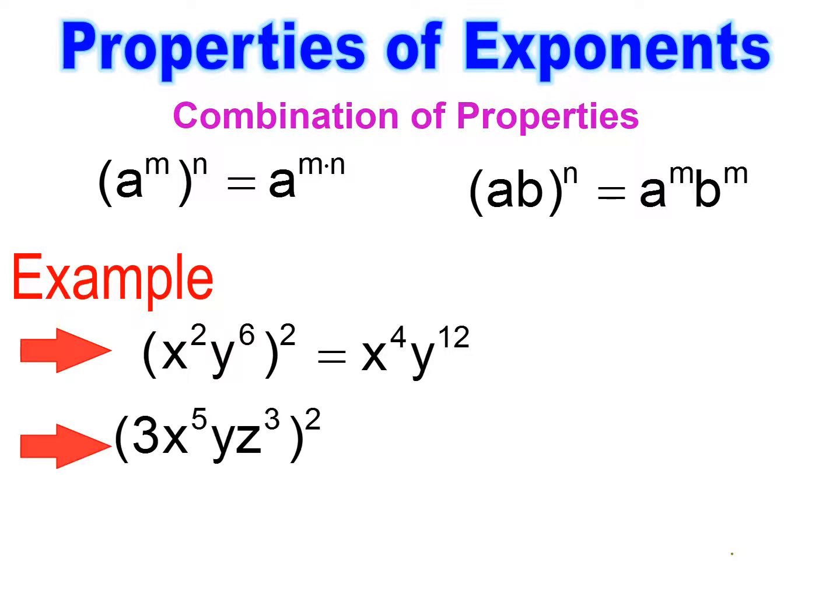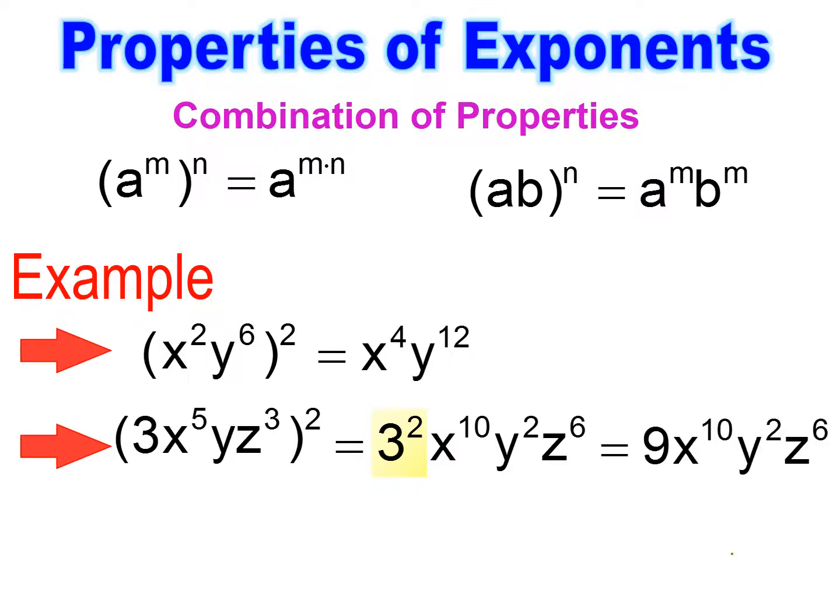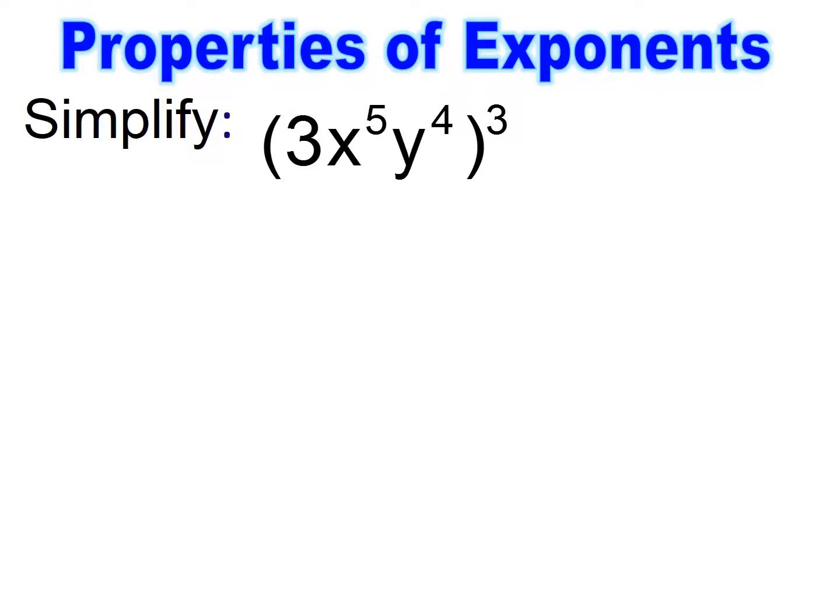When we have a combination property, be careful not to miss the number. That power that's on the outside needs to go to everything inside, including the number. So when we do this, we end up having 3 to the 2nd power, x to the 10th power, y squared, z to the 6th power. And then you want to make sure you simplify or do the multiplication of 3 to the 2nd power, which equals 9. Pause and try. So here we get 27 x to the 15th, y to the 12th.